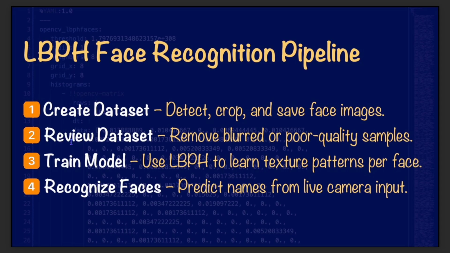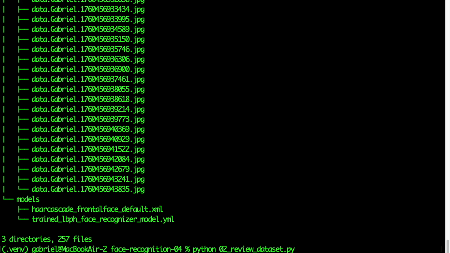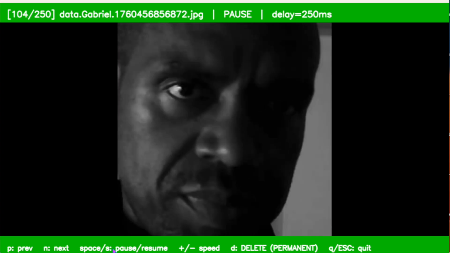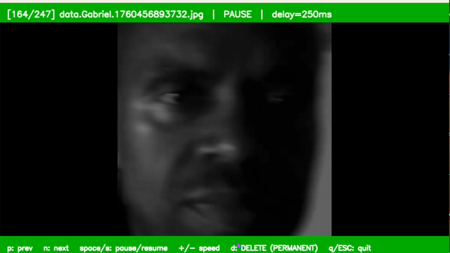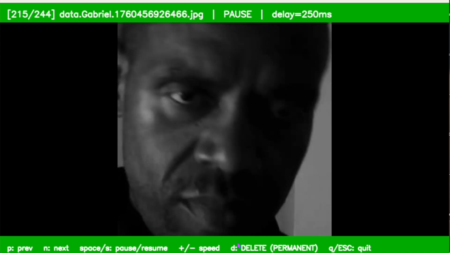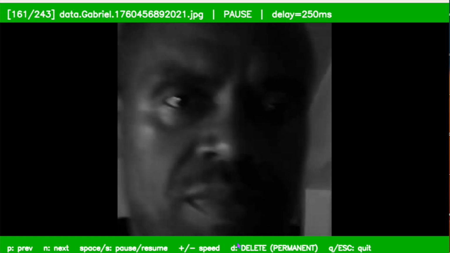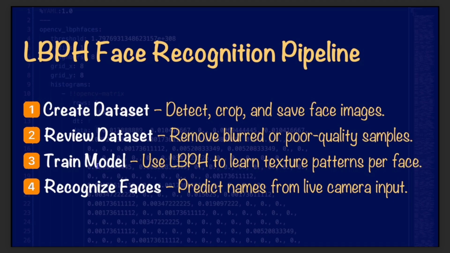The next step is to review the dataset. Now that the dataset is ready, let's train the model.